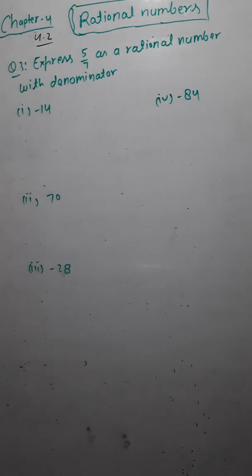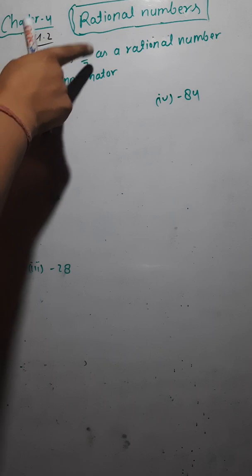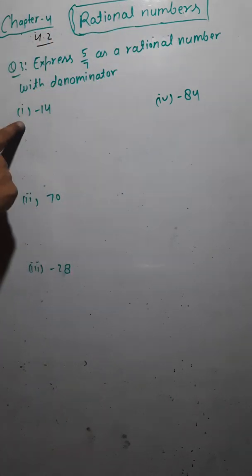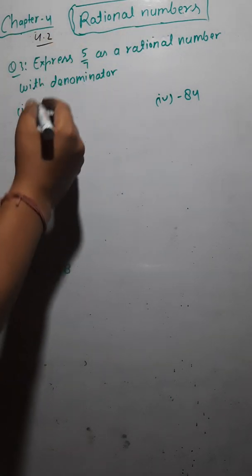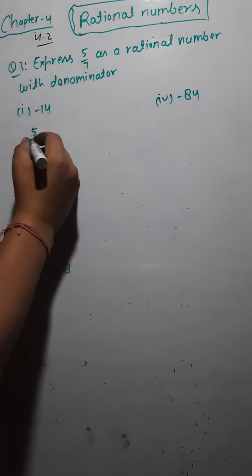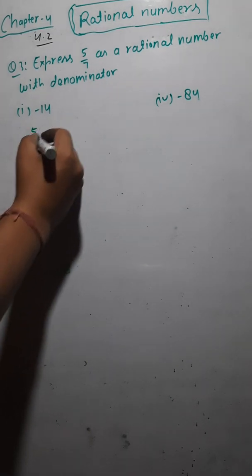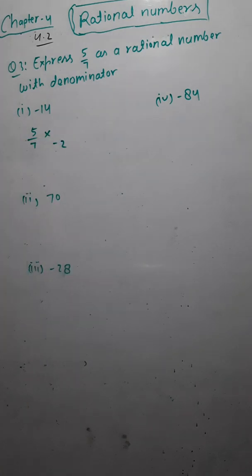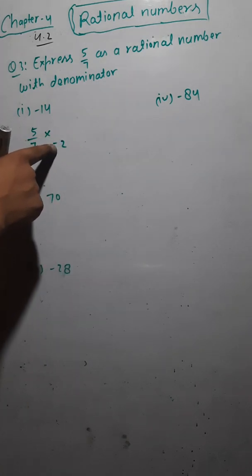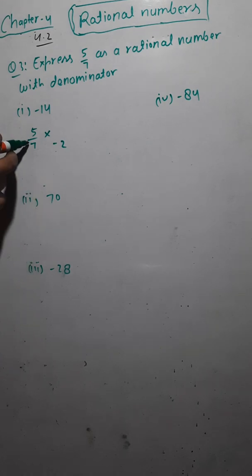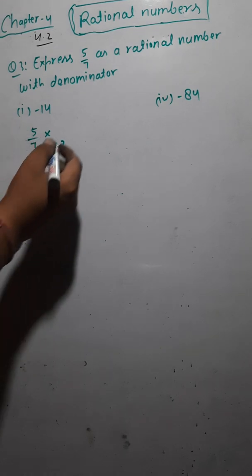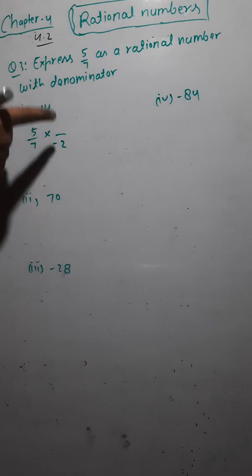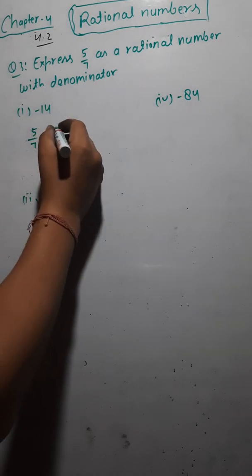So you have to express 5 by 7 as a rational number with the denominator minus 14. It would become minus 14 if you multiply the denominator by minus 2, because 7 2s are 14 and minus is there. So minus 14 would be there. If you are multiplying this denominator by minus 2, at the same time you would be multiplying the numerator also by minus 2.